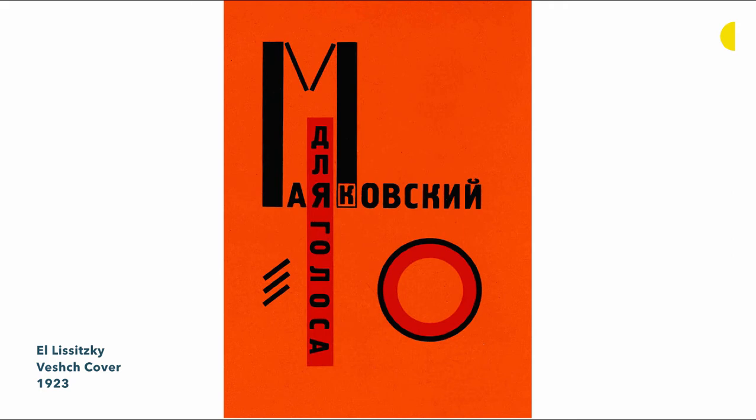Here's a cover for The Voice by Mayakovsky in 1923. In contrast to the Veshch cover constructed on a diagonal axis, here we see a rigid right angle that is animated by the counterbalance of the M and the circles.